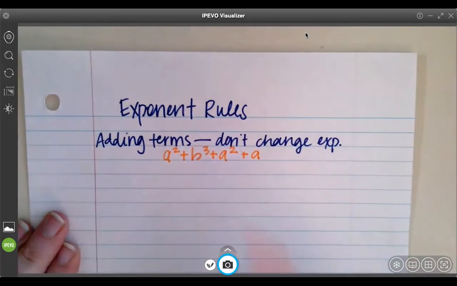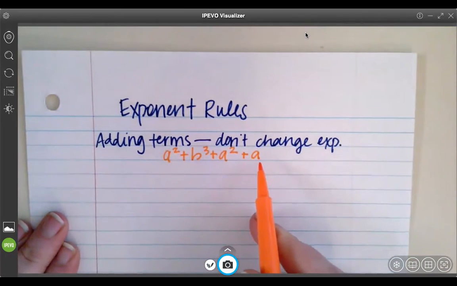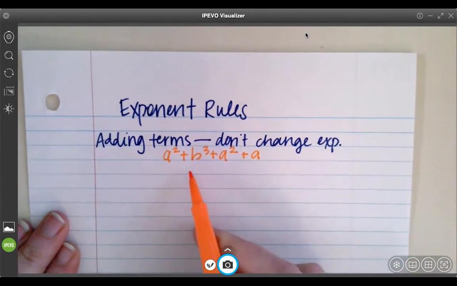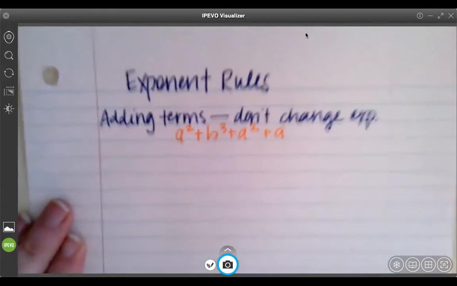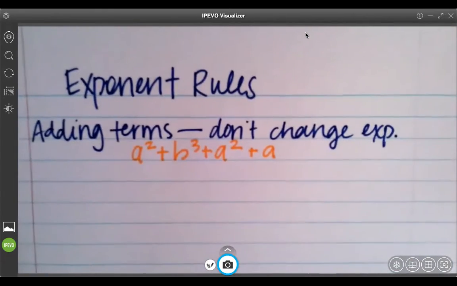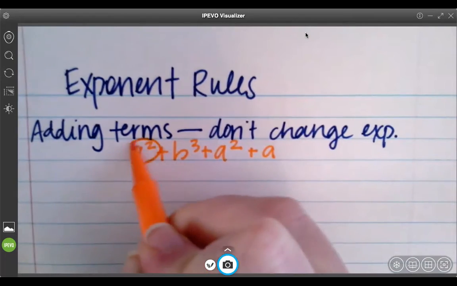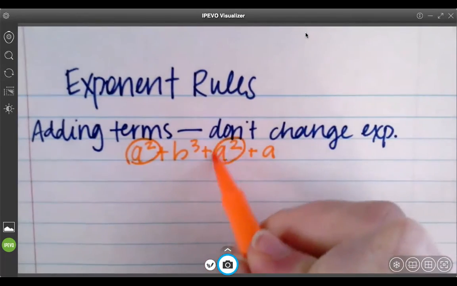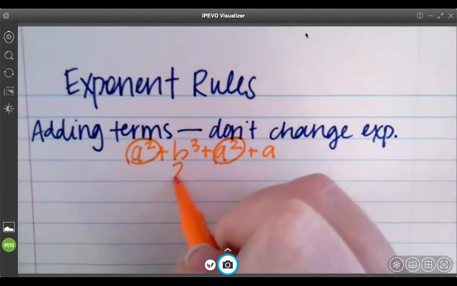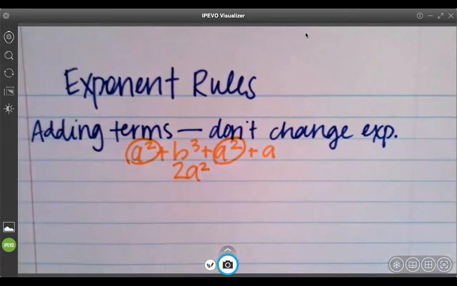So if you have a long string of terms like this and you're adding or subtracting, you're basically just going to use the exponents to match up the things that can be added together. So I can add this a squared and this a squared, and I would get two a squareds, because one of them here and one of them here is two of them total.